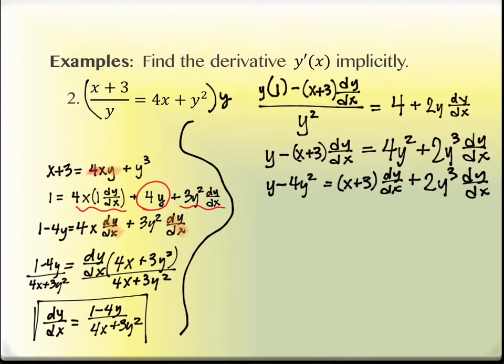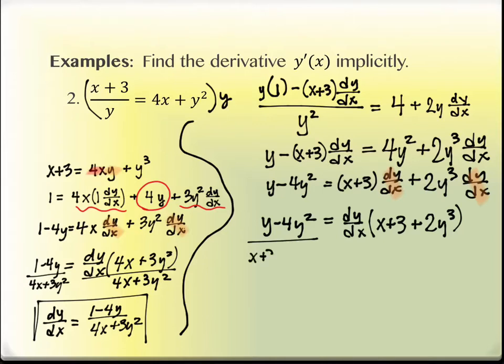So at this point, it becomes quite like the other one where I've got the dy dx in both pieces, so I factor them out. So here's dy dx, and over here I have x plus 3, and I have the plus 2y cubed. And then I would divide by the x plus 3 plus 2y cubed to the other side, and that would equal my dy dx. I'm not going to keep writing anymore, but that's what I have.